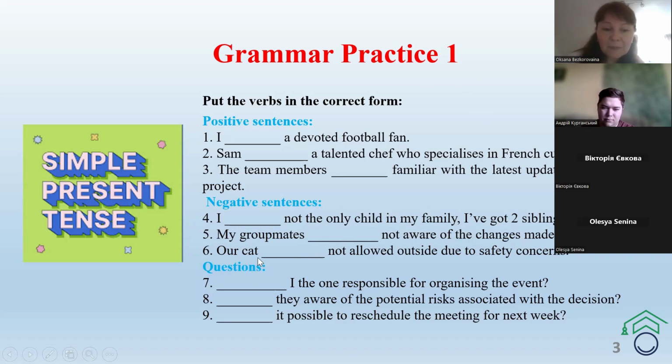And the last sentence. Our cat is not allowed outside due to safety concerns. Due to safety concerns, is not. What are they, safety concerns? How to translate safety concerns? Як міркування безпеки. You're right. Thank you. Andrew, can you read the questions, please?